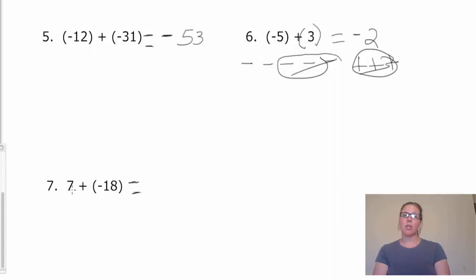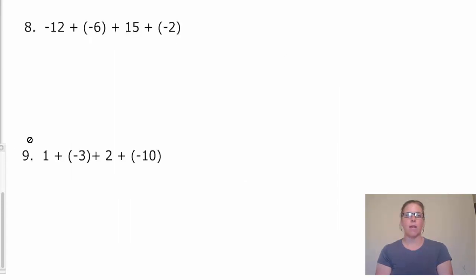Or you can think this is positive 7. Let's say the temperature outside is a positive 7, and then it drops 18 degrees. That doesn't mean it's at negative 18. It just drops 18 degrees. So then you'd be at negative 9. However you want to think about that. Keep thinking about those rules. What are the rules going to be?